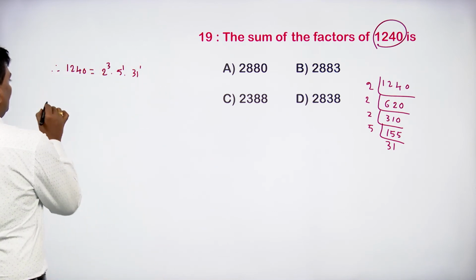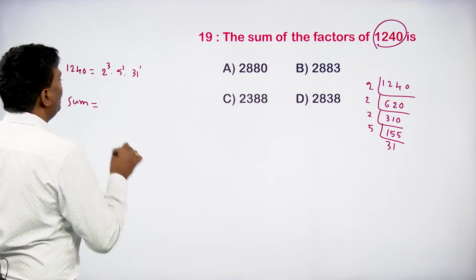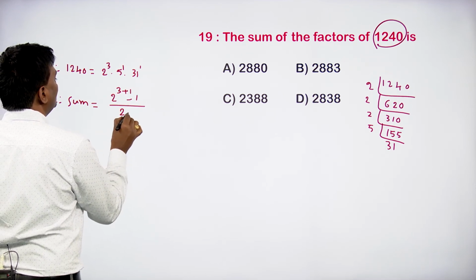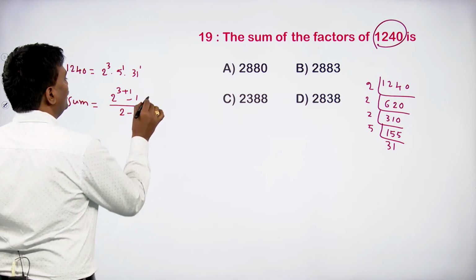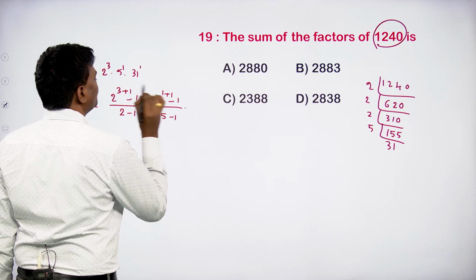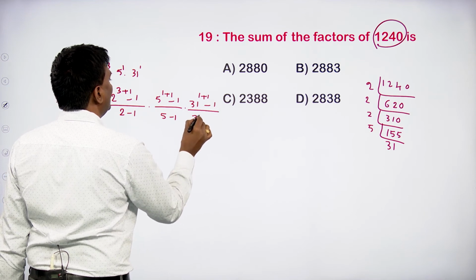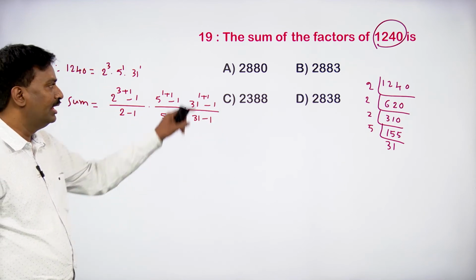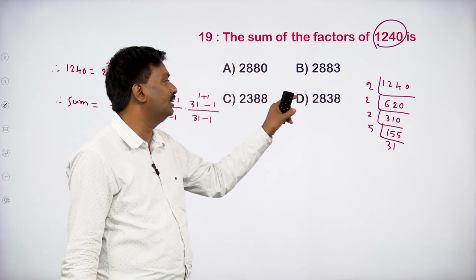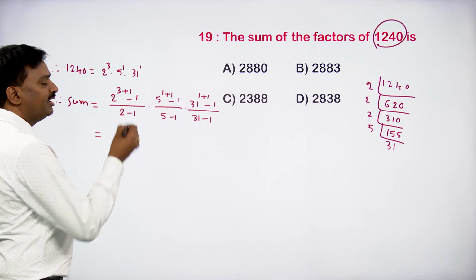So the sum of all divisors of 1240 equals (2 power 3 plus 1 minus 1) by (2 minus 1) into (5 power 1 plus 1 minus 1) by (5 minus 1) into (31 power 1 plus 1 minus 1) by (31 minus 1). We have to simplify that because the options are given as A 2880, option B 2883, option C 2388, option D 2838.